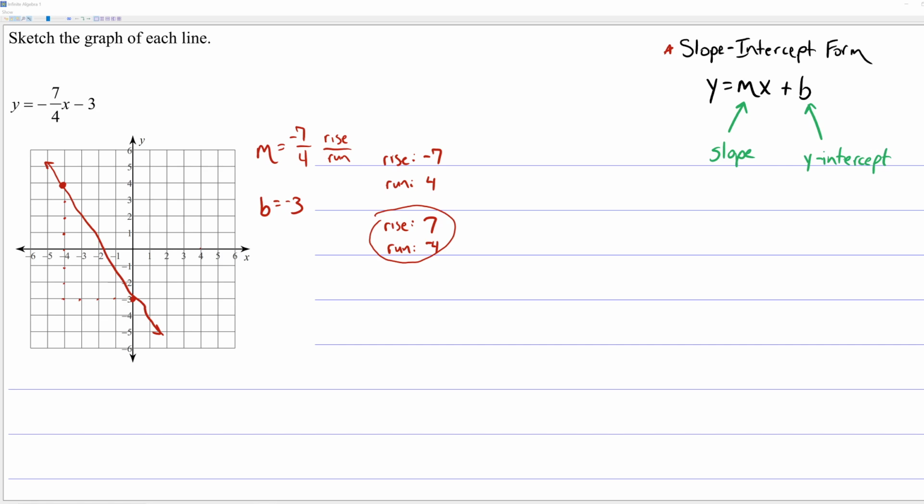Anyway, that's the basics of graphing lines if they're written in slope-intercept form.